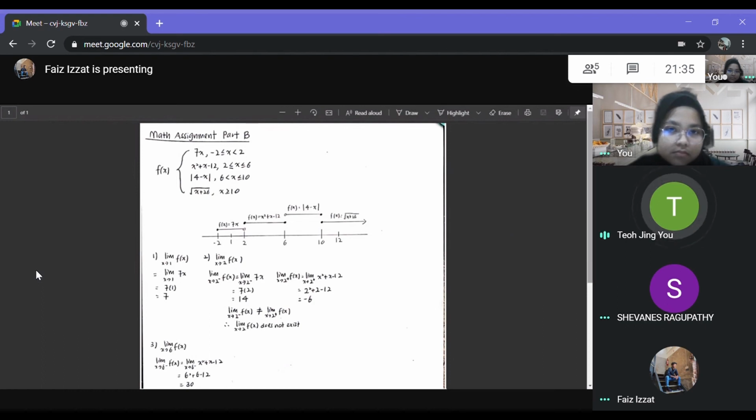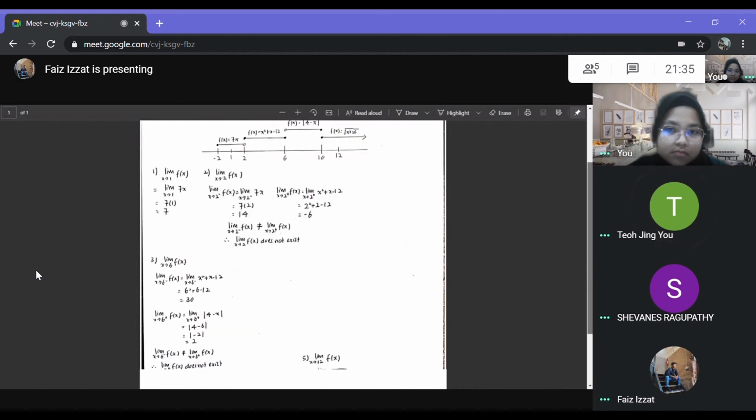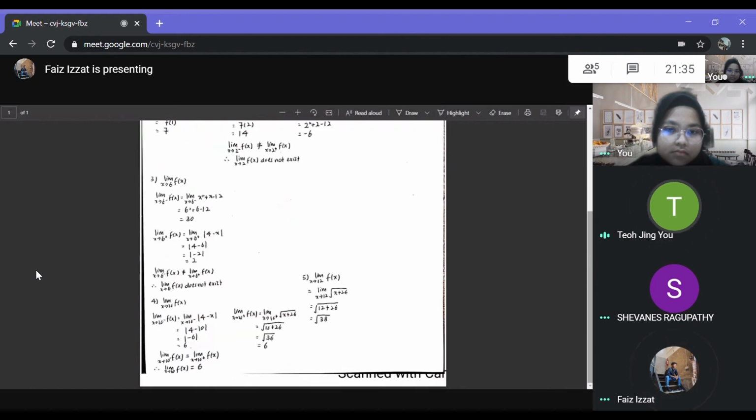Okay, Faiz, can you scroll down? Sure, Jing You. Okay, thank you. To find the existence of the limit of f(x) when x approaches 10, we have to find the limit of f(x) when x approaches 10 from the left hand side, and the limit of f(x) when x approaches 10 from the right hand side.